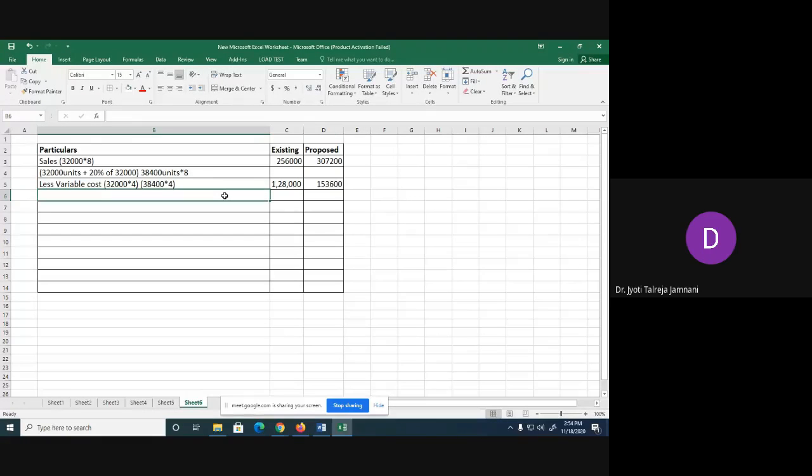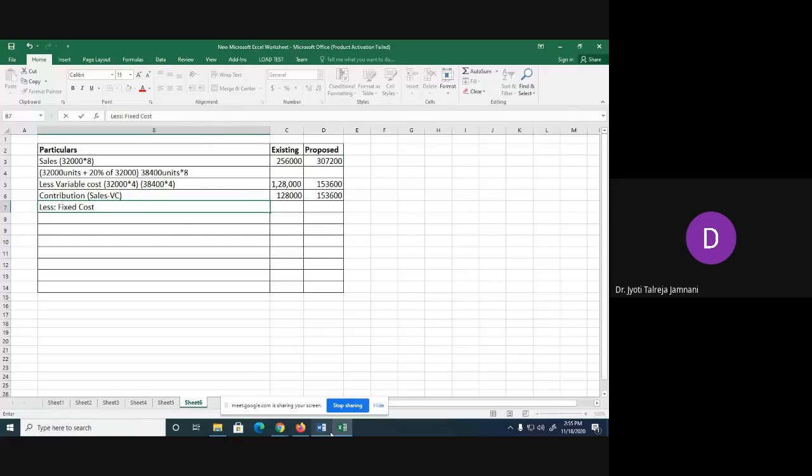So now once you do sales minus variable cost, you get the contribution. Sales minus variable cost, so 2,56,000 minus 1,28,000, you get 1,28,000. And 3,07,200 minus 1,53,600, you get 1,53,600. From this, we have to less fixed cost.